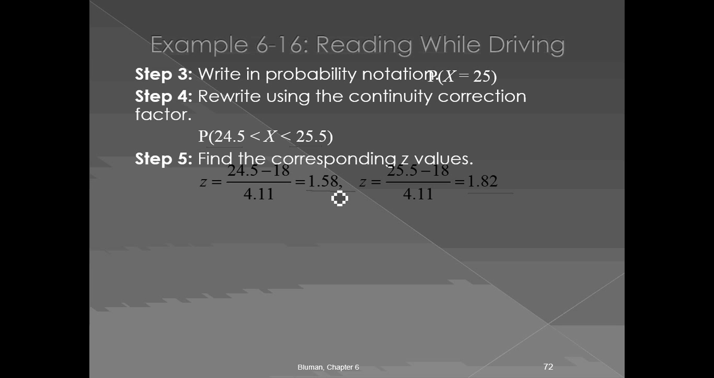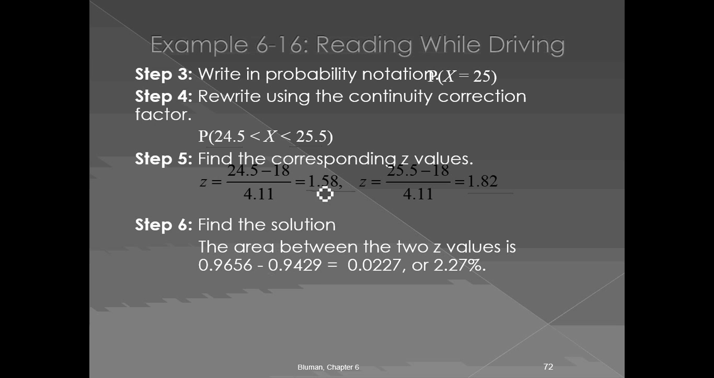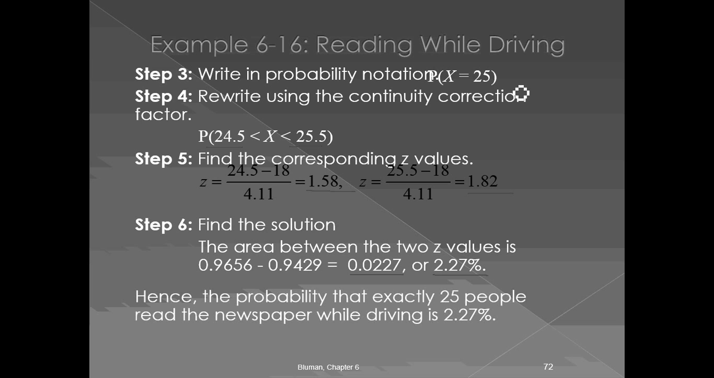And now what you're going to do is go in the back of the book, page 782, and find the values that correspond to these. Those values for 1.58 are 0.9429 and 1.82 are 0.9656. Subtract the two, and the area between them is 0.0227. So that right there is the probability that you would find exactly 25 people out of 300 that read the newspaper while driving.